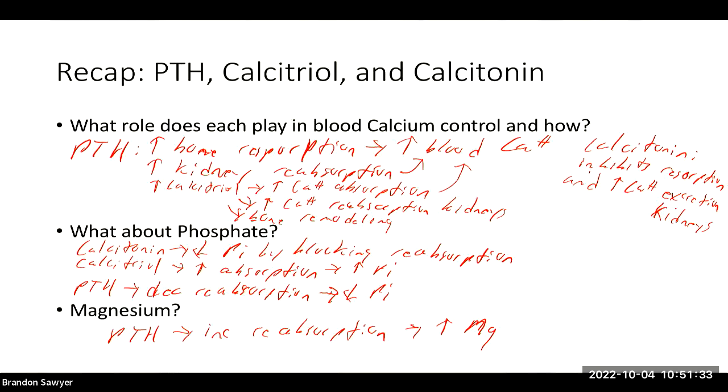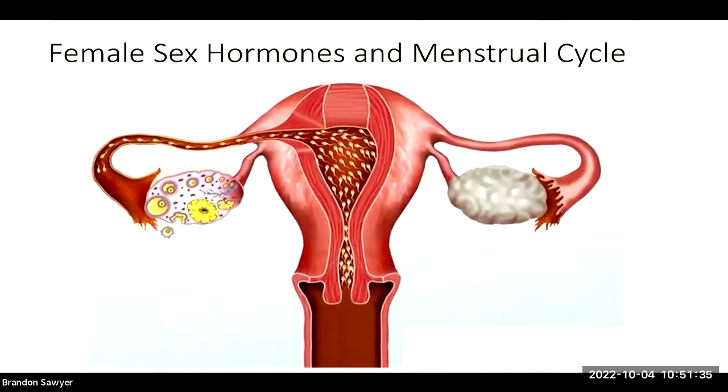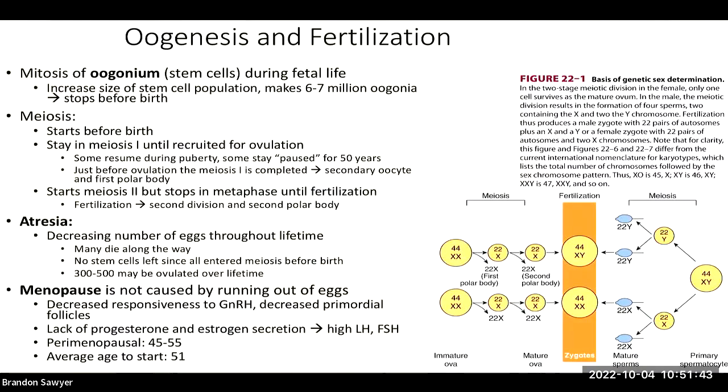Okay. All right. So we're going to move on to female sex hormones in the menstrual cycle. We're going to start out with the process of oogenesis, which is really the formation of egg cells. This all begins with the stem cells of eggs called the oogonium, and this is happening during fetal life in females. Increasing the stem cell size and population makes somewhere around 6 to 7 million of these oogonia cells. This all stops right before birth.